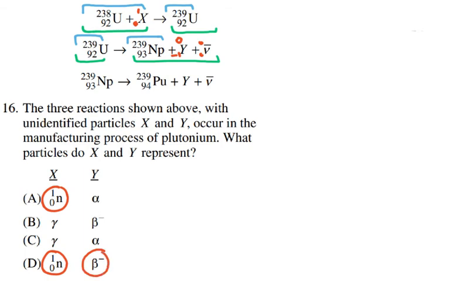And then let's see just one more time to check the next equation. I have 93 and I have 94. So again, I need a -1. And I have 39 and 39 on the other side. So that must be 0. So in both cases, Y is a beta negative particle, which makes the correct answer D.